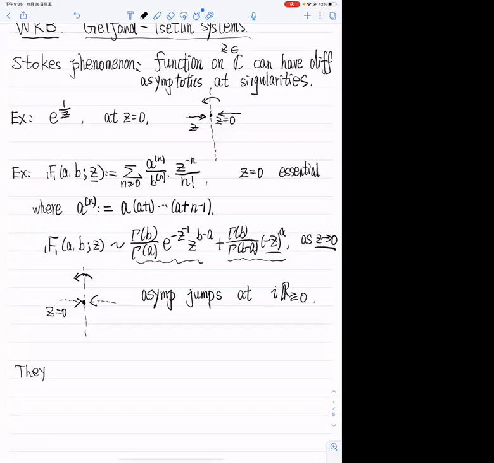let me give a remark that these two functions are actually solutions of differential equations.